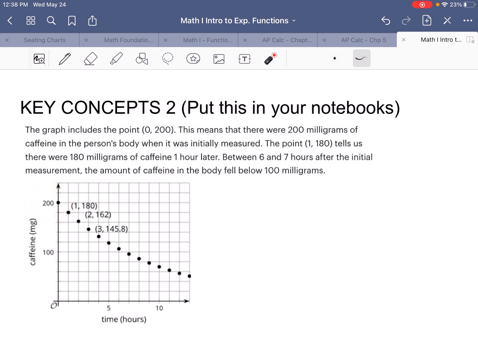Now the graph includes a couple of points. We got (0, 200), (1, 180), and (2, 162). So that tells me that after 0 hours, we had 200 milligrams. After 1 hour, we had 180. After 2, 162, and so on and so forth.